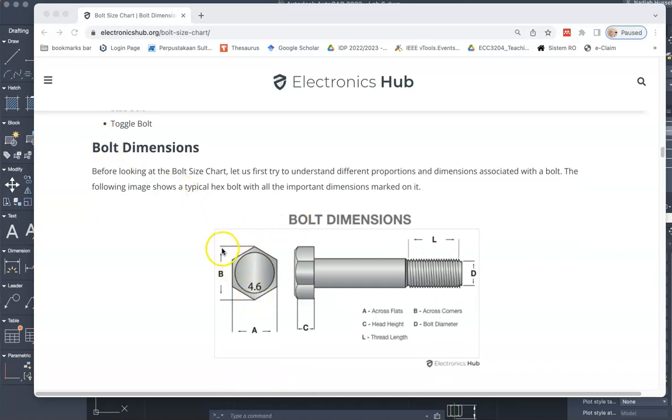So here we can see that we have a dimension for B, dimension for A. B is actually across corners, A is across flats, C is the head height of this hexagonal bolt. Then we have the thread length. We are not doing the thread for this part, but we are doing the overall length, which is 25 millimeters. And then we have the bolt diameter, which is going to be the same number or the same measurement as the grade of this bolt. The grade of this bolt is called M6. Therefore, it means that the bolt has a diameter for this D is equivalent to 6 millimeters.